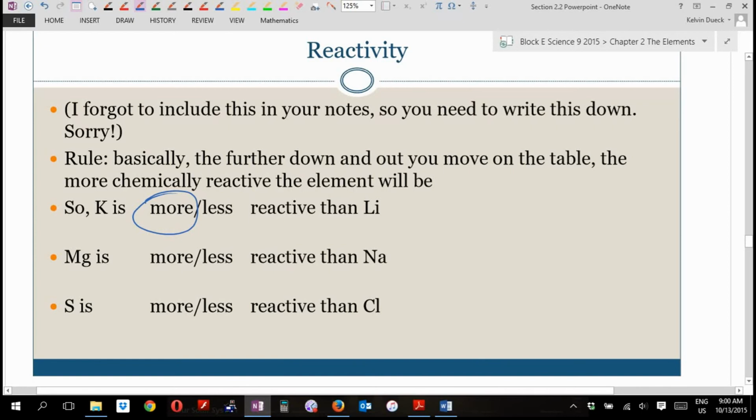What about magnesium, Mg, and sodium, Na? What element number is magnesium? Element number what? 12. I'll put a little 12 here. What element number is sodium? 11. So the rule is as you move down, it's more reactive. As you move out, it's more reactive. So what do you think? Is magnesium more or less reactive? Less, because it's closer to the middle.